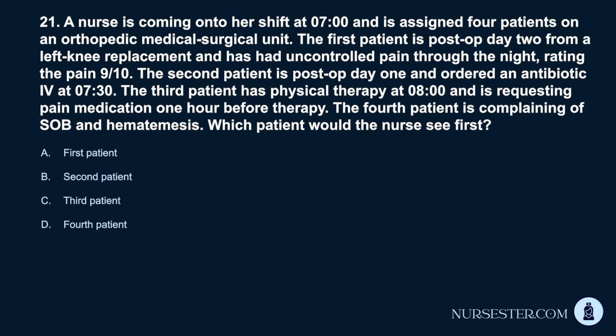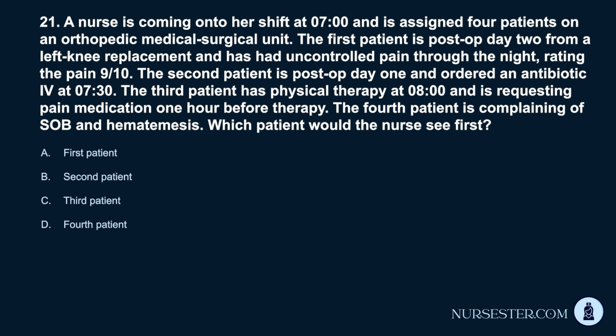21. A nurse is coming onto her shift at 0700 and is assigned 4 patients on an orthopedic medical surgical unit. The first patient is post-op day 2 from a left knee replacement and has had uncontrolled pain through the night, rating the pain 9/10. The second patient is post-op day 1 and ordered an antibiotic at 0730. The third patient has physical therapy at 0800 and is requesting pain medication 1 hour before therapy. The fourth patient is complaining of SOB and hematemesis. Which patient would the nurse see first?